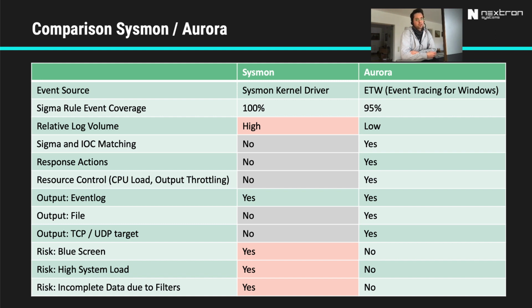We do not just apply the Sigma rules, but we also apply IOCs that we as Nextron and the users can provide in configuration files. So you can, for example, pull IOCs from your IOC management system, put them in the folder in the right format, and then they would also be applied on that end system, which is pretty cool.